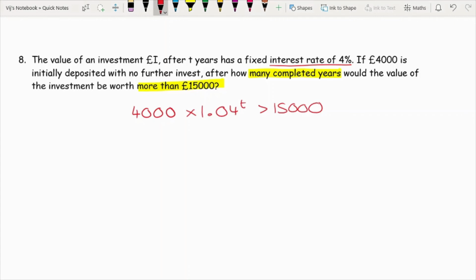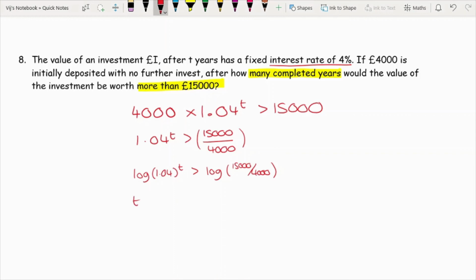Now what we want to try and do is solve this for t. The first thing we want to do is take the 4,000 over to the other side. Don't worry too much about the inequality, it doesn't have much impact on what we're going to be doing. Now I've got a base number and a power equal to another number, so I can take the log of both sides. So I've got log of 1.04 to the power t is greater than log of 15,000 over 4,000.